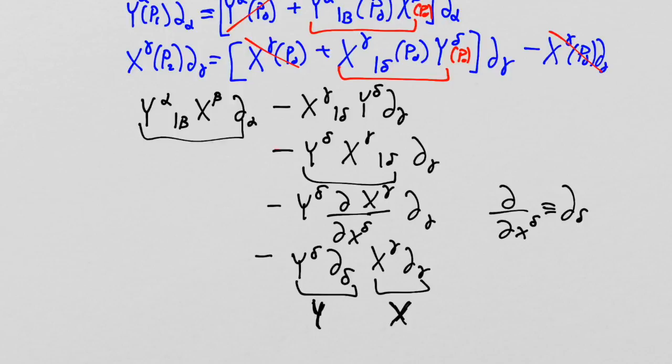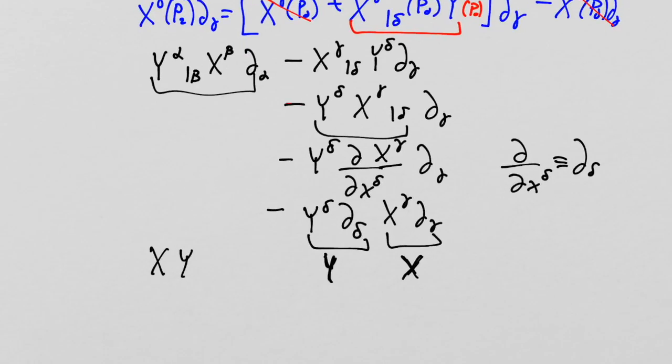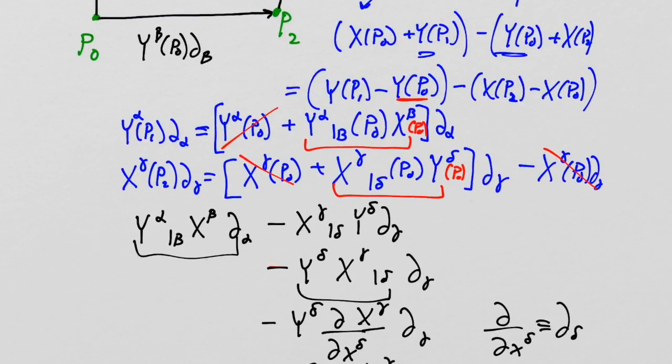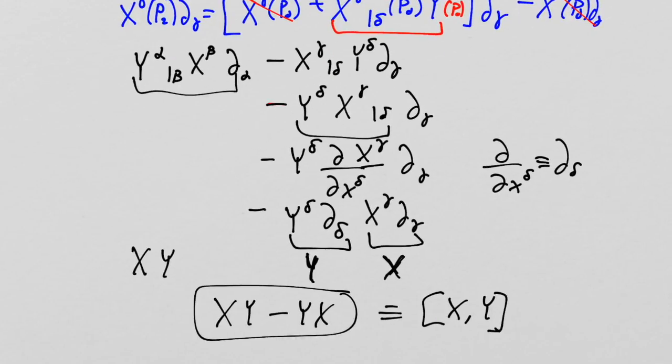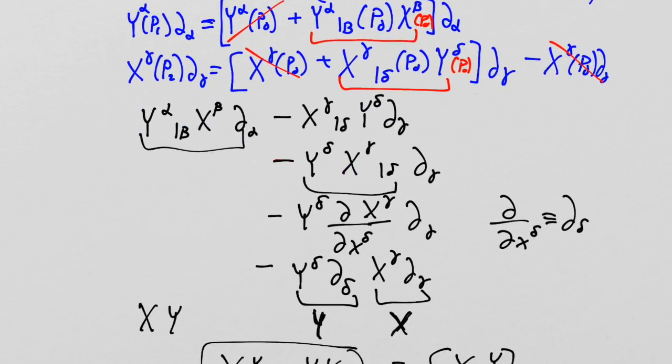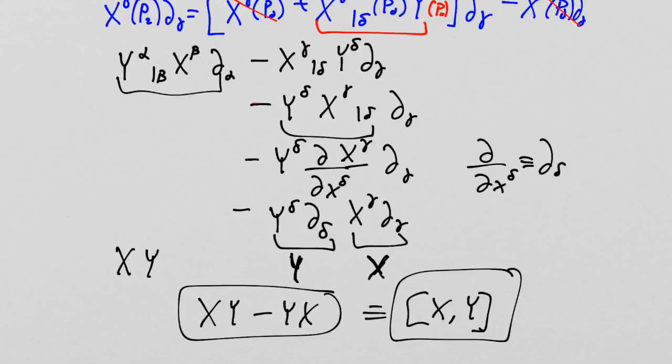Likewise, if you break this down here, you're going to end up with x, y. So you're going to get, in the end, x, y minus y, x, which, by definition, is the commutator of x and y. So to first order, the approximation of this vector field is given by this expression, which means that this displacement is given by this commutator between the two vector fields, x and y.